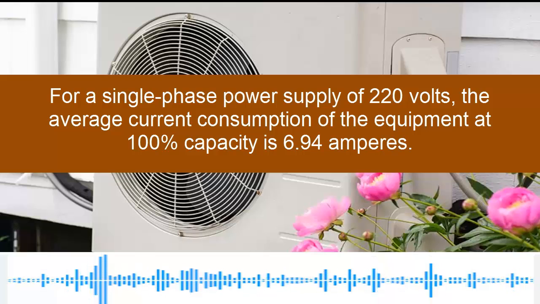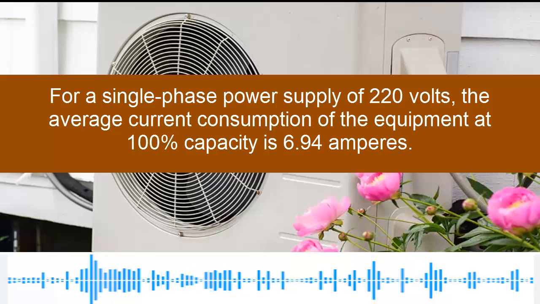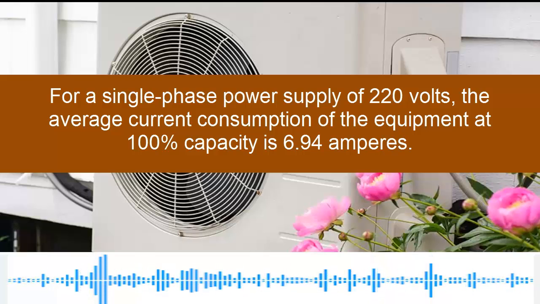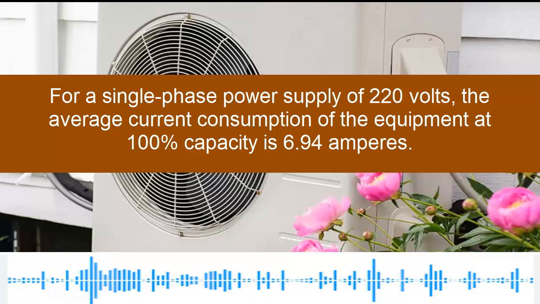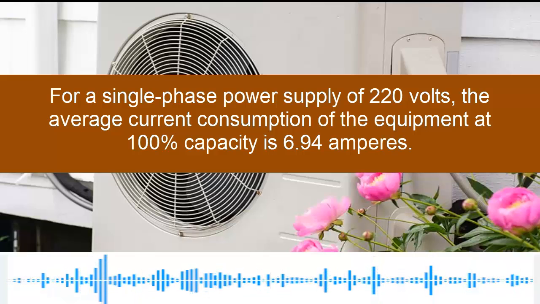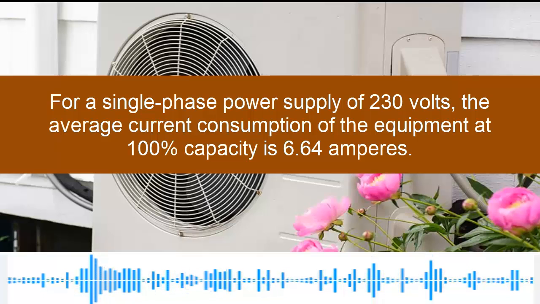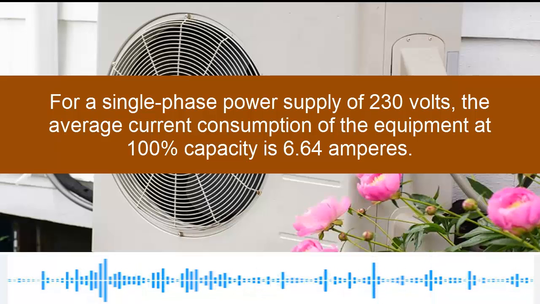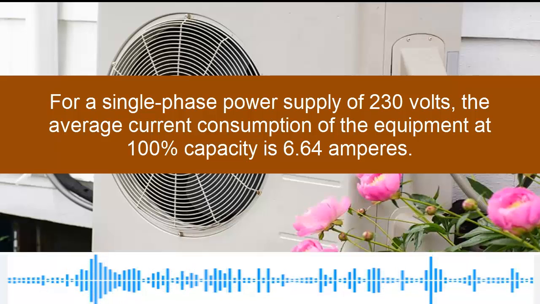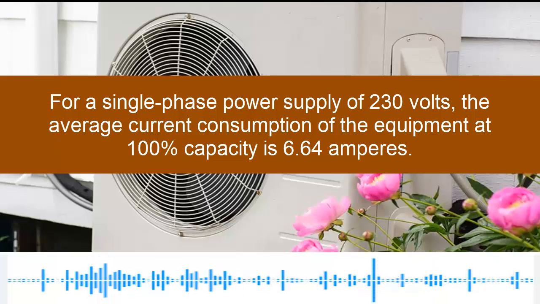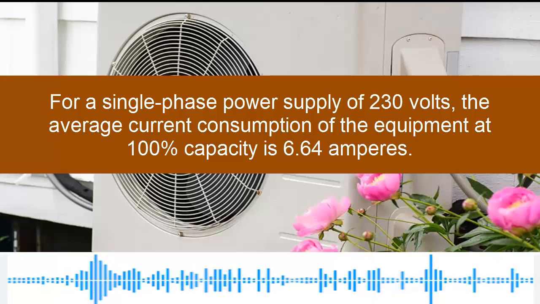For a single-phase power supply of 220 volts, the average current consumption of the equipment at 100% capacity is 6.94 amperes. For a single-phase power supply of 230 volts, the average current consumption at 100% capacity is 6.64 amperes.